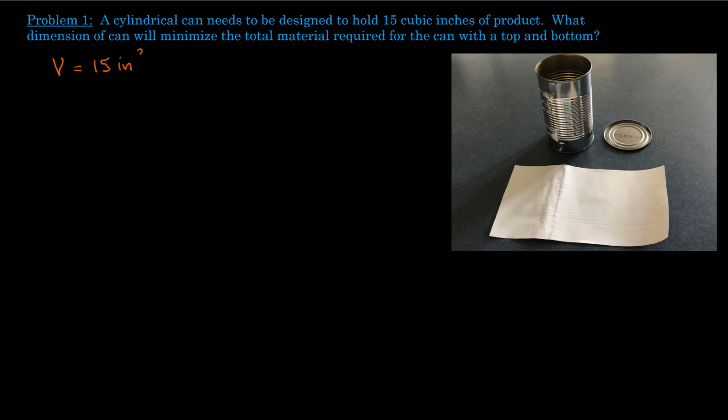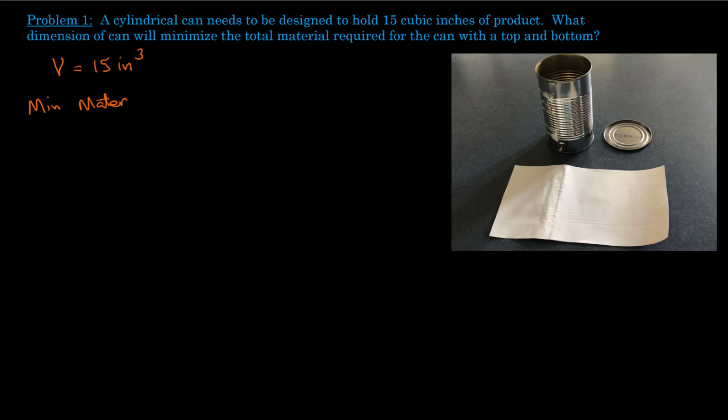It's important to keep track of your units. What dimensions will minimize the total material required for the can? So we have this criteria that we have to meet. The volume must be 15. But what we want to do is minimize the material.